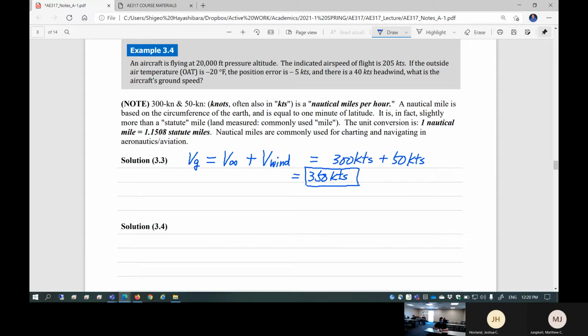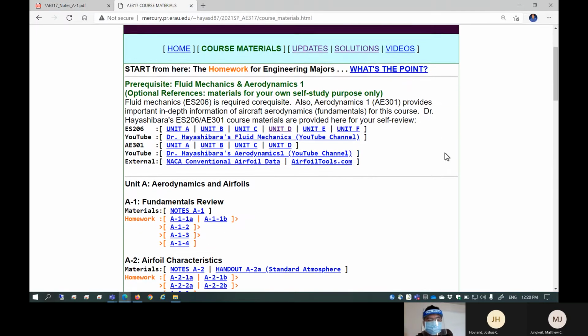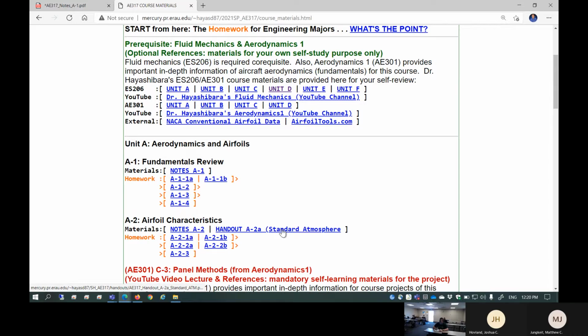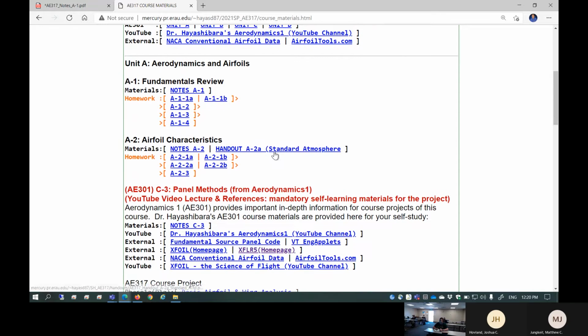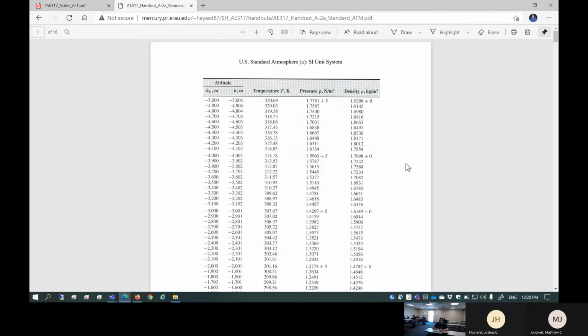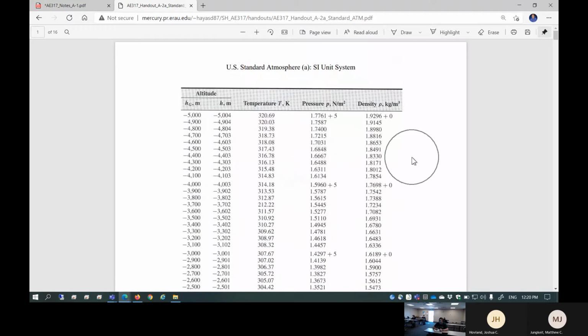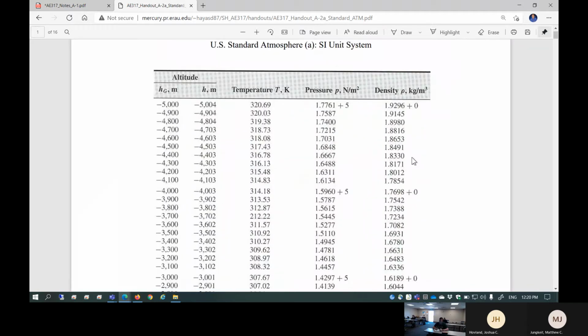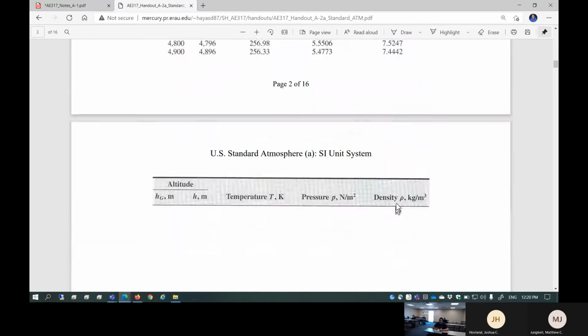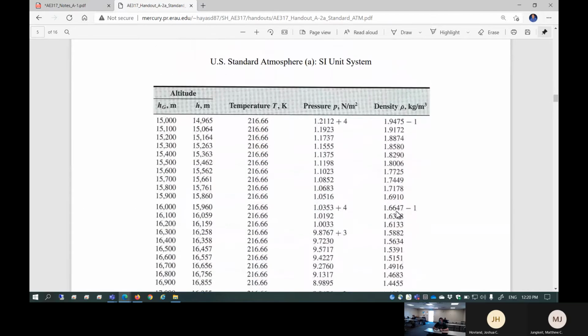So what is that pressure your airplane is sensing right now? You have to look at the standard atmospheric table. That's right. So let's take a look at the standard atmospheric table. It's given somewhere. Handout A2, the standard atmosphere handout A2A. Yeah, here we go. So this is given already. It's an atmospheric table, coming straight out of aerodynamics. So 20,000 feet, right? Let's go all the way down to 20,000 feet.